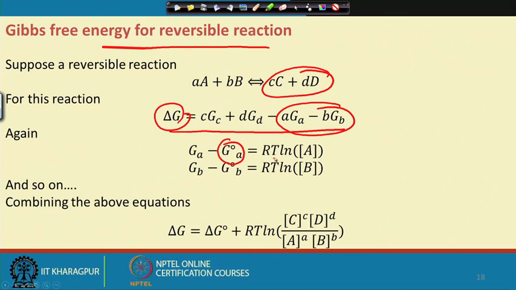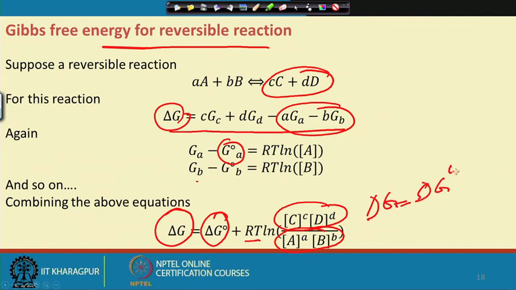It can be explained by RT ln of the concentration, and this change of free energy can be written as the standard free energy change plus RT ln of the concentration of product by the concentration of substrate. This is very important. Why is it very important? Because this is del G equal to del G 0 plus RT ln K, where K is the equilibrium constant.